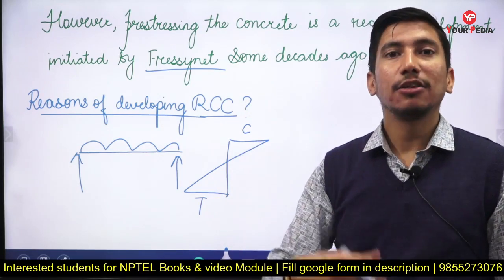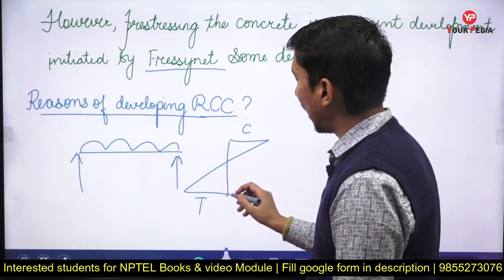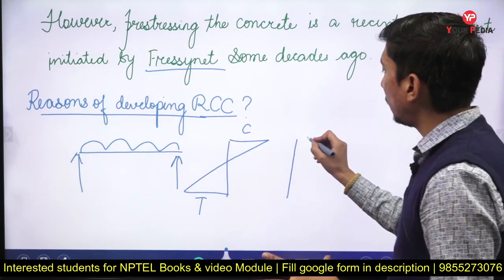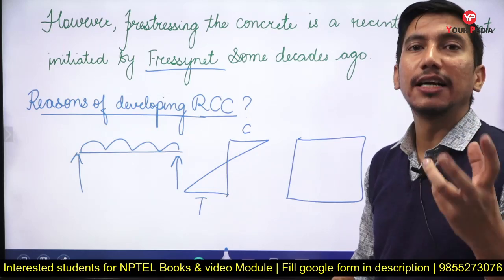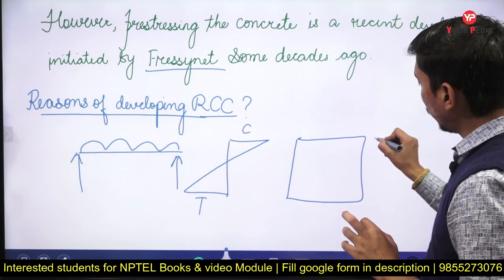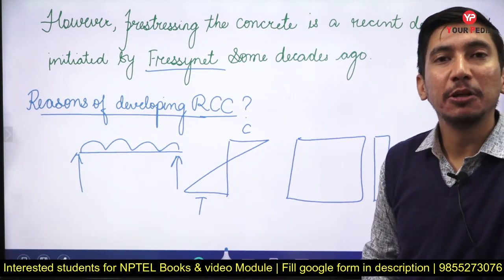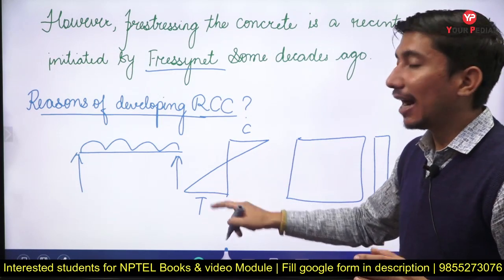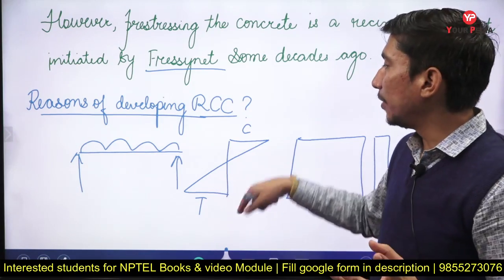Now the tensile strength of concrete is not that large. If I look at the strength, this is the strength of the concrete. In compression, suppose the strength is this much, suppose 30 MPa or 20 MPa depending upon the grade of concrete, but if you look at the tensile strength, this is very small, only about 10 to 15% of the compressive strength. So it will fail at a much lower stress level as compared to compression.